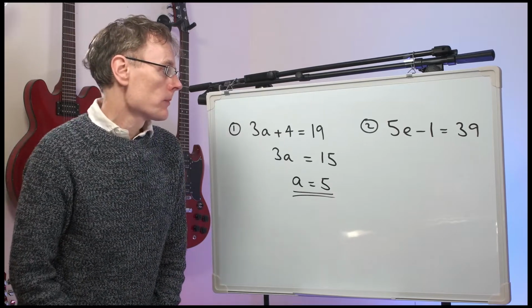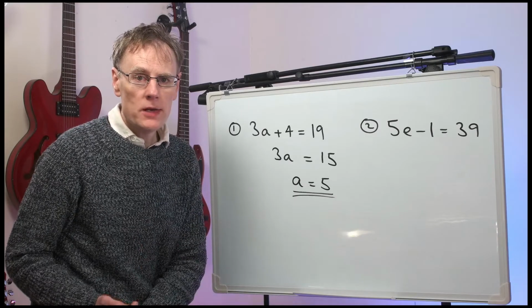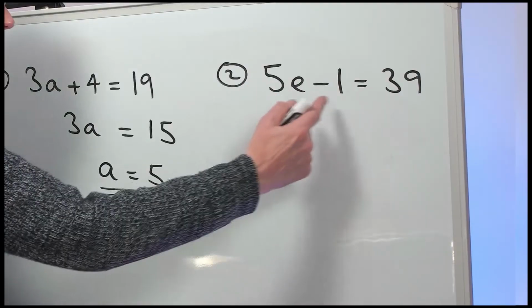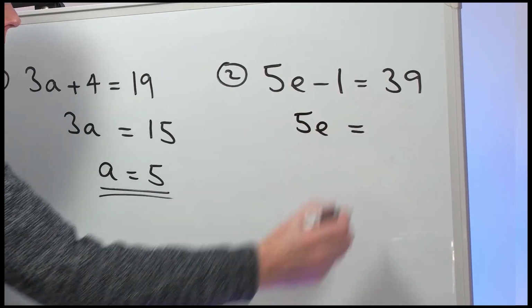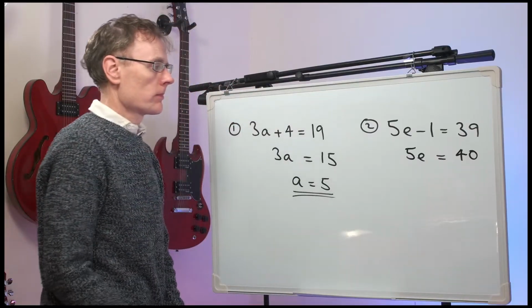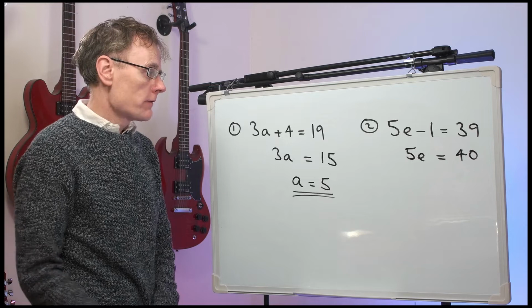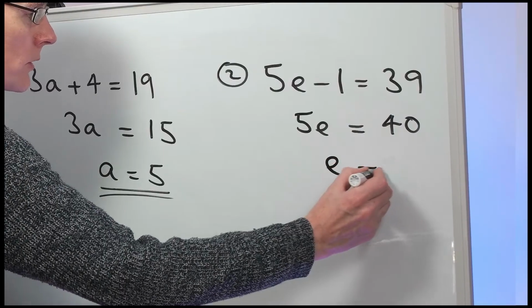Okay, number 2. So copy the question. 5e minus 1 equals 39. So you want to get rid of that minus 1. So we're going to add 1 to both sides. So 5e equals 40. Now divide both sides by 5. You have e equals 8.